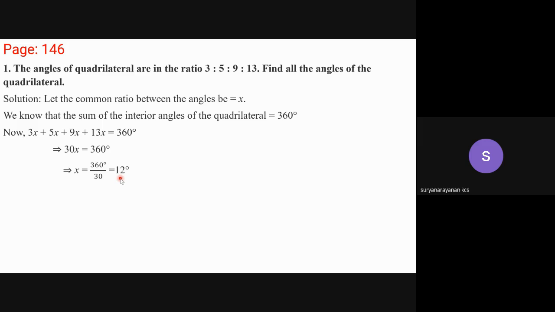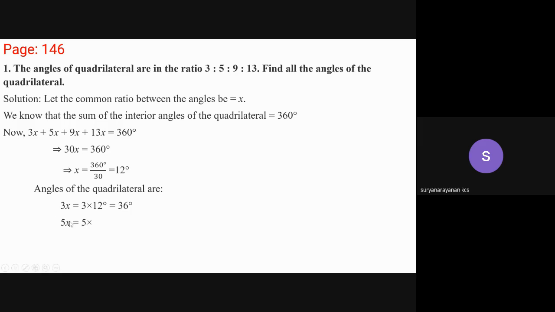Okay. So here finally we got the x value. Then we find four angles of this quadrilateral. Therefore, angles of the quadrilateral are 3x, that is the first angle. 3x means 3 into x. So 3 into 12 degrees, that is equal to 36 degrees.